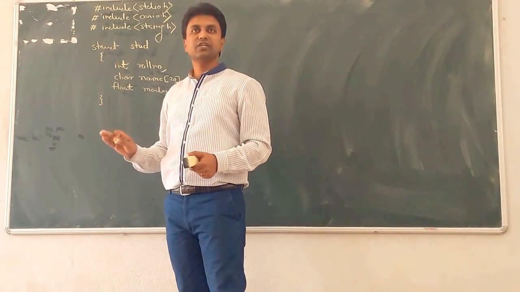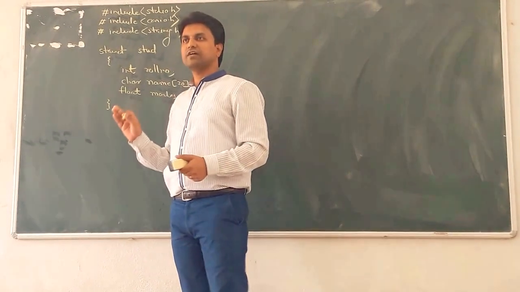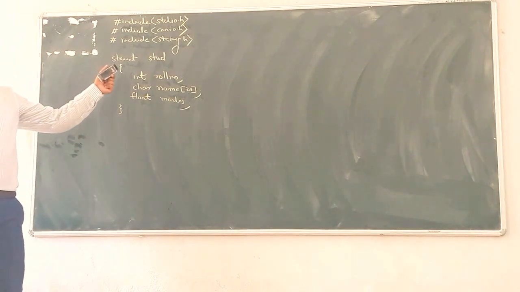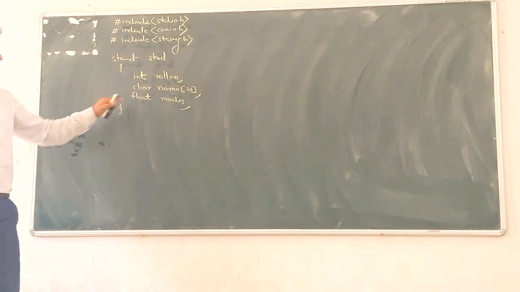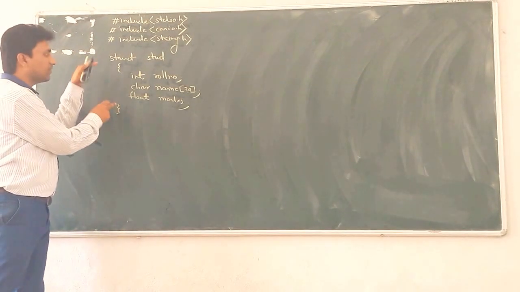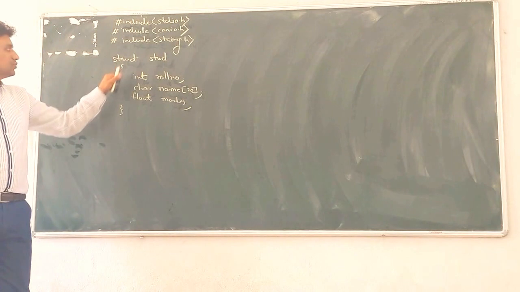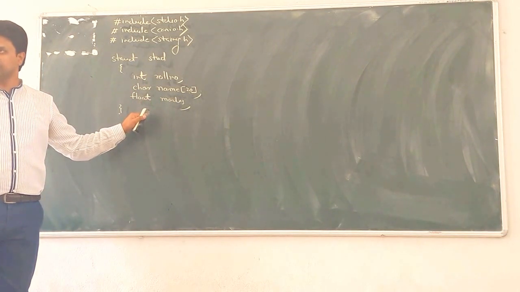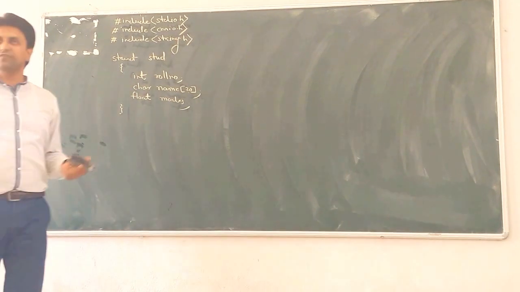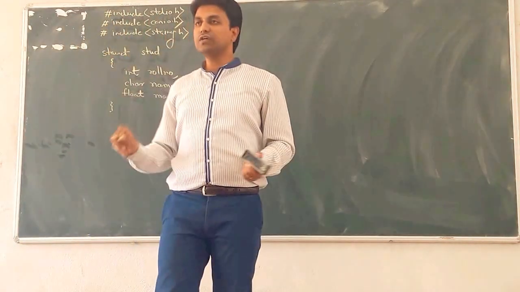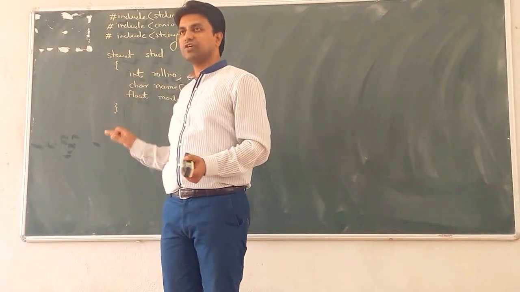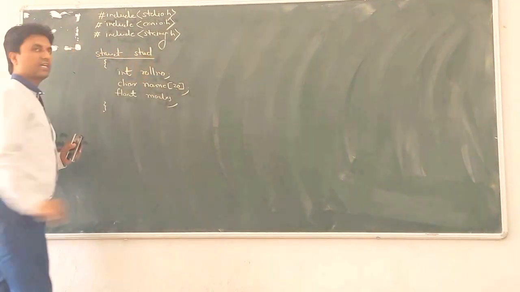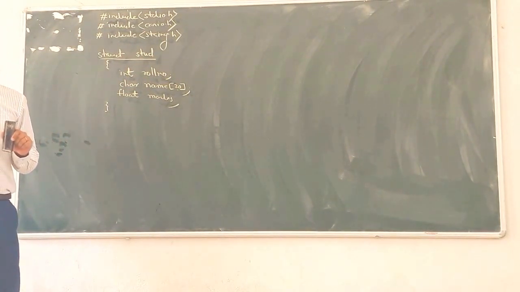And structure is a user-defined data type. Array, pointer, functions, these are derived data types, while structure is a user-defined data type, because as per the user's requirement, we have to design our own data type. Clear? This is the student data type we have designed. If you want some other data members, you can include them in this structure. So struct student is a data type name, like integer, float, double, etc.